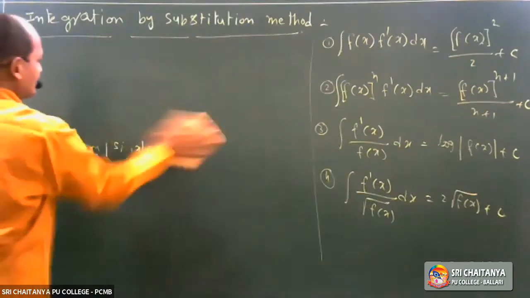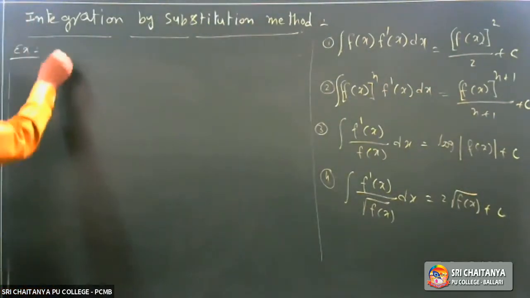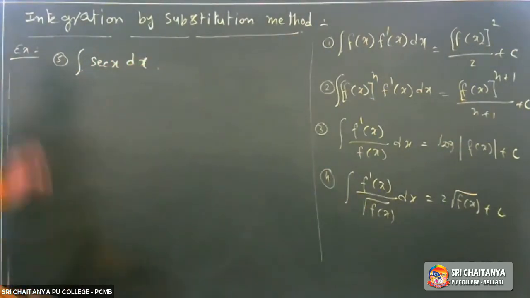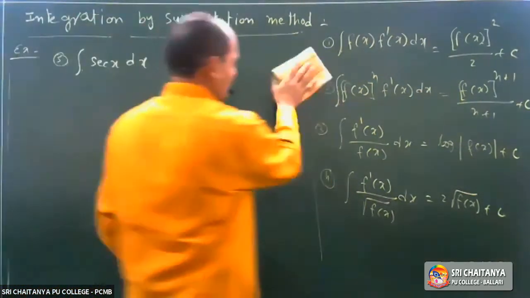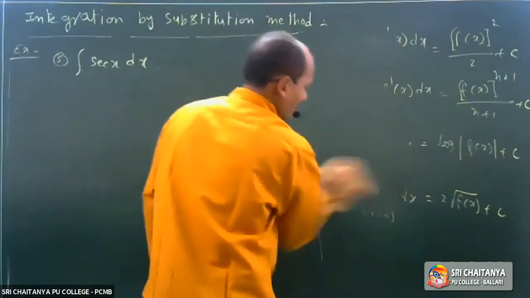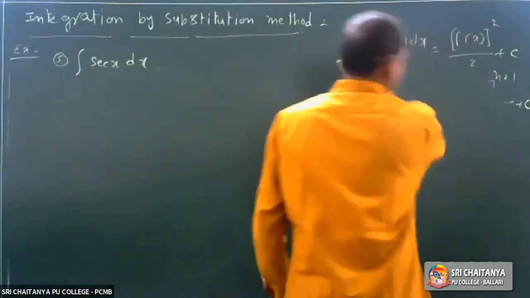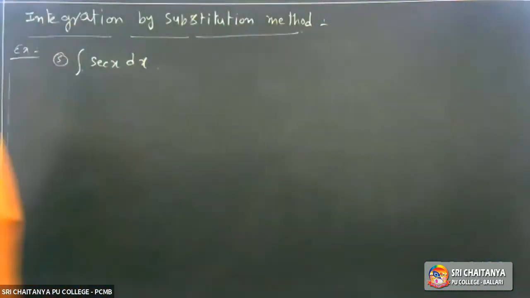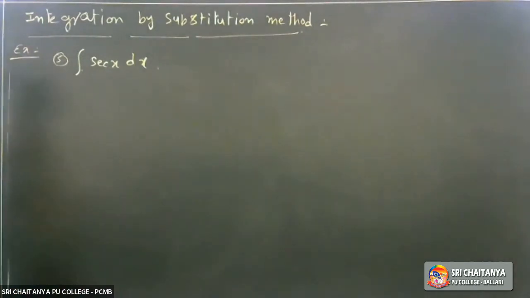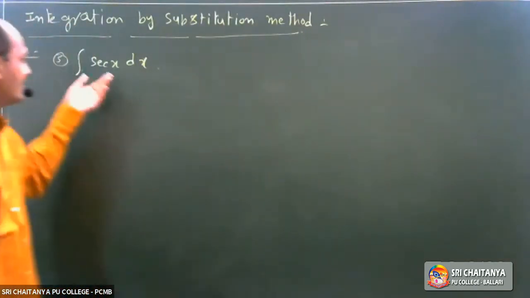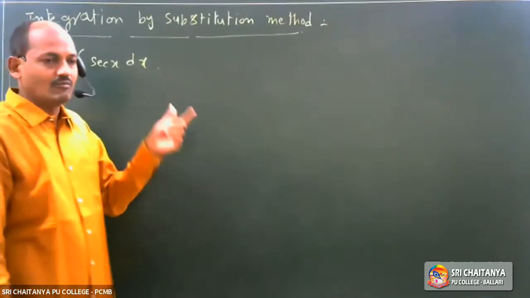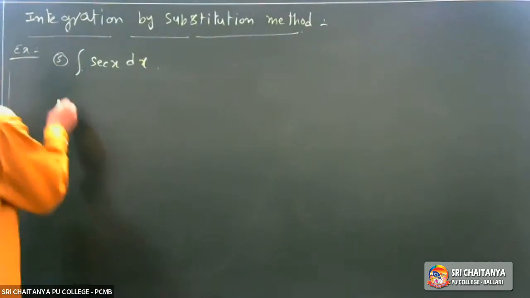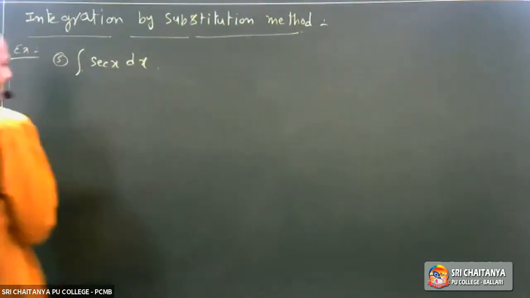Next one. Third one. Integral of secant x. What is the formula for integral of secant x? Log mod secant x plus tan x plus c. Already we discussed the integrals of sin, cos, tan, cot, secant, cosecant. So integral of secant x dx is log mod secant x plus tan x plus c. That is the formula.